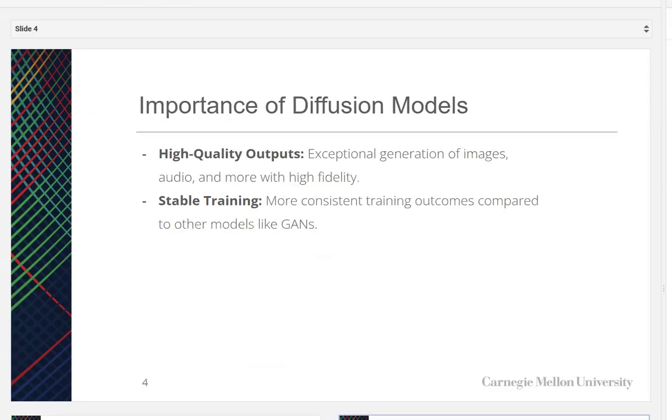Why is it important? First of all, a diffusion model produces high quality output, so it has exceptional generation of images and audio, and it's more consistent in training compared to models like GANs.